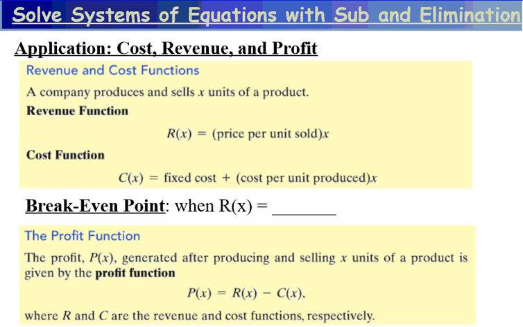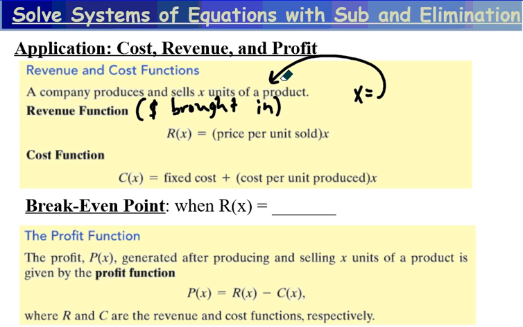One of them is called the revenue function or the revenue equation. The revenue equation is how much money we bring in. Revenue is money brought in before we take into account the cost. The revenue equation is how much we sell each item for times the number of items sold. It says it right there.